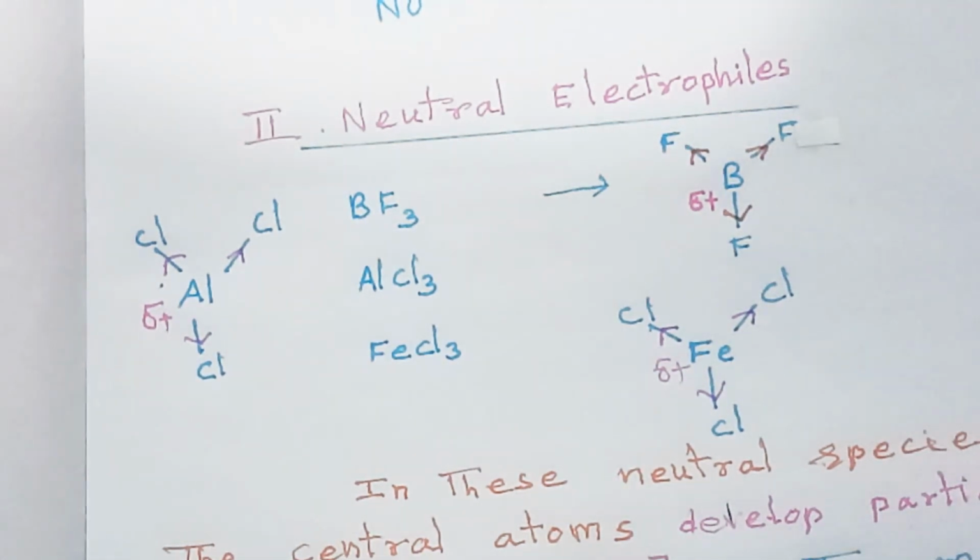So these are the species that are electron loving and electron deficient. So they are called electrophiles.